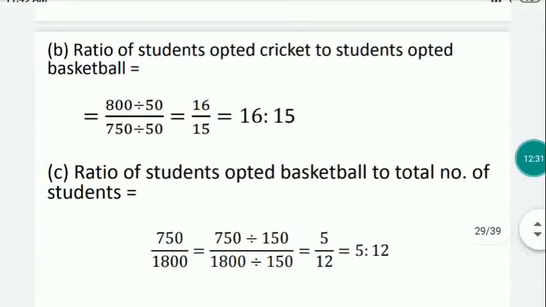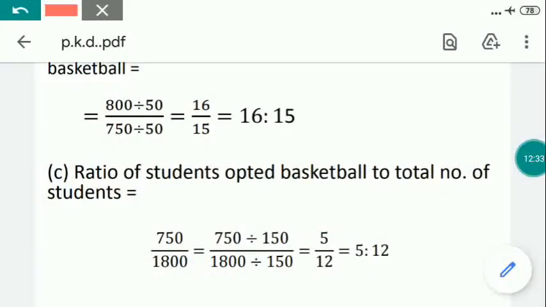Now see, ratio of students opted basketball to the total number of students. So students opted basketball are 750 upon total number of students is 1800. So divide numerator and denominator by highest common factor of 750 and 1800, that is 150. So 750 divided by 150 upon 1800 divided by 150, which is equal to 5 by 12, which is equal to 5 as to 12.